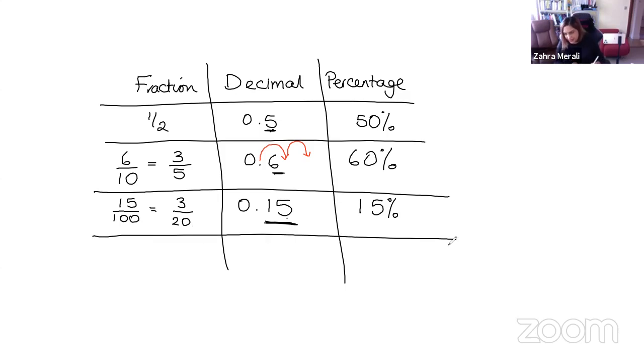And now let's take a quarter. Now a quarter is 25%. But if we're going to go step by step with how we get there, 1 over 4 is the same as 25 over 100, because we scale it up to 100, and then this gives us 25%.